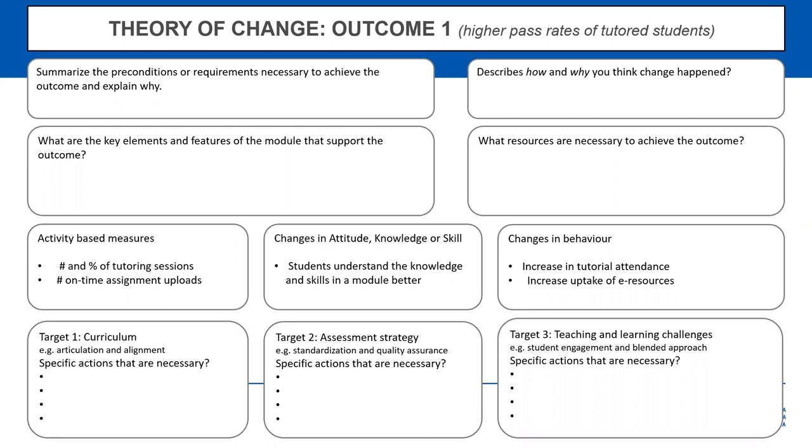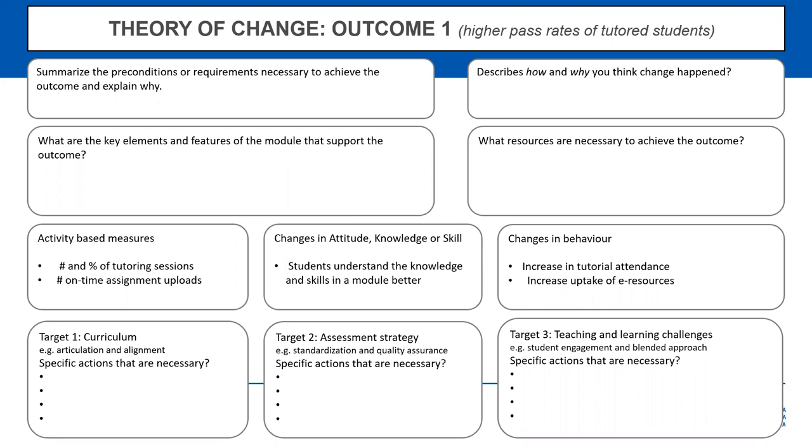They've gone for tutoring and they perform better than a corresponding group of students. So that's been tested statistically. You need to now theorize behind what happened within that tutoring, for instance, and within the bigger picture, why that happened. So the activity-based measures is that you've seen that the number and percentage of tutoring sessions that have been attended have increased. Okay, maybe that's one of the reasons. On-time assignment uploads of the tutor assignments, for instance.